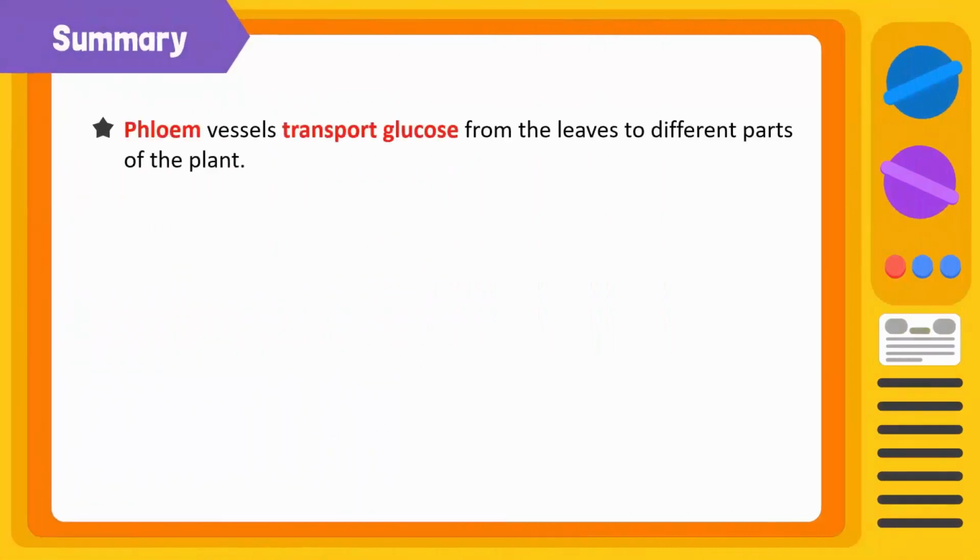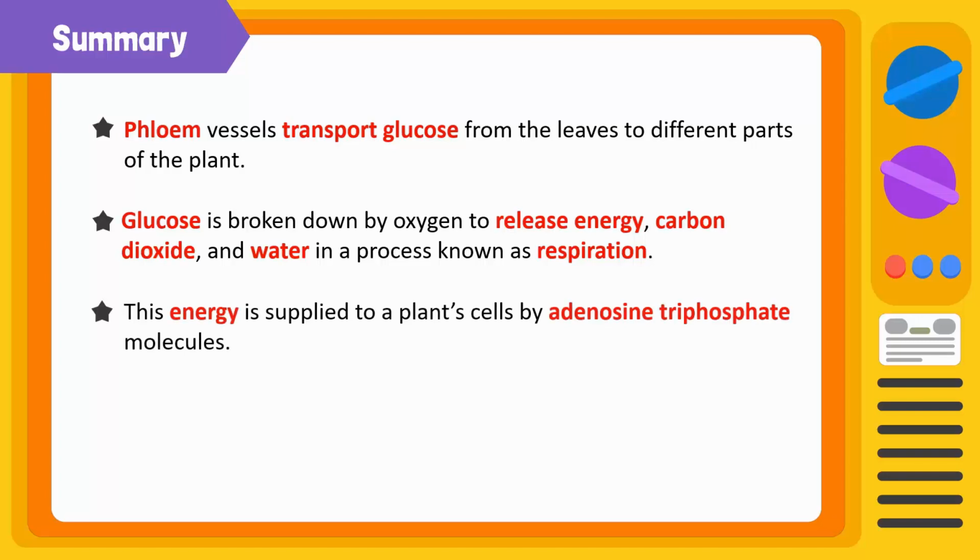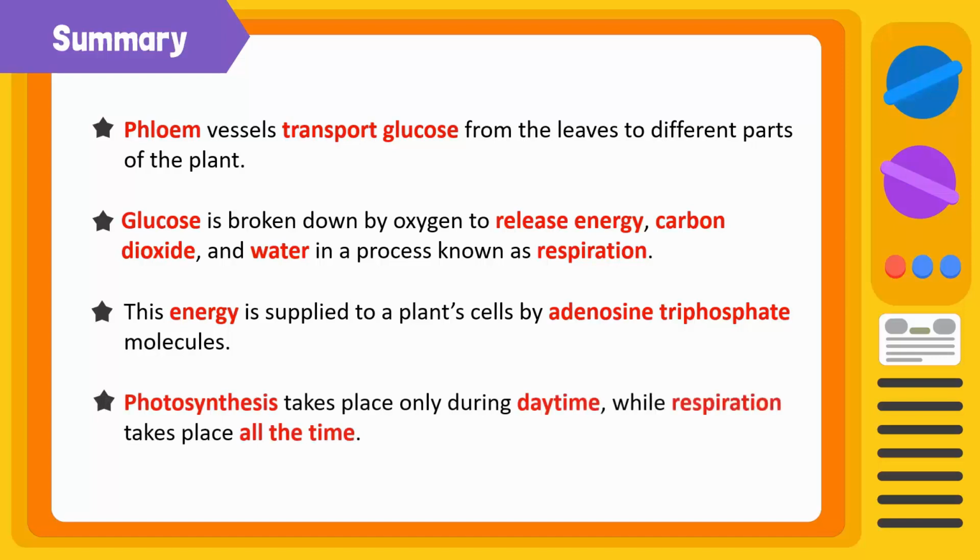Phloem vessels transport glucose from the leaves to different parts of the plant. Glucose is broken down by oxygen to release energy, carbon dioxide, and water in a process known as respiration. This energy is supplied to a plant's cells by adenosine triphosphate molecules. Photosynthesis takes place only during daytime, while respiration takes place all the time.